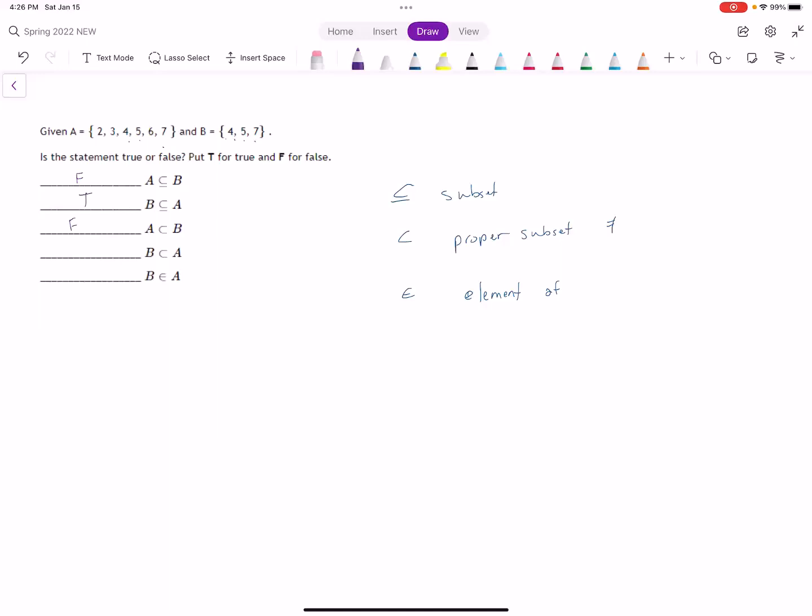Is B a proper subset of A? Well, we already determined that B was a subset of A, so now my question is, are they equal to each other? And clearly they're not, because A contains many more elements that are in the set B. So yes, it is also proper.